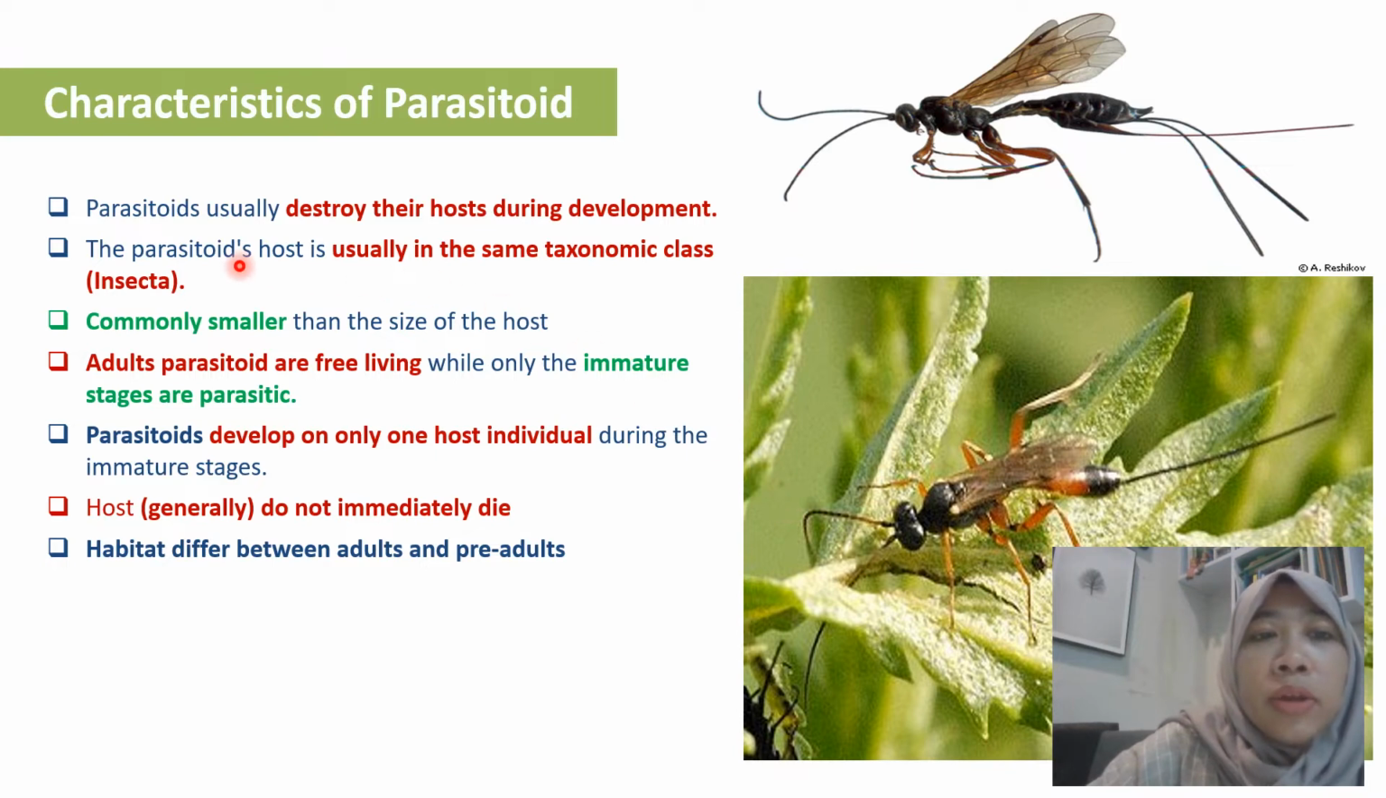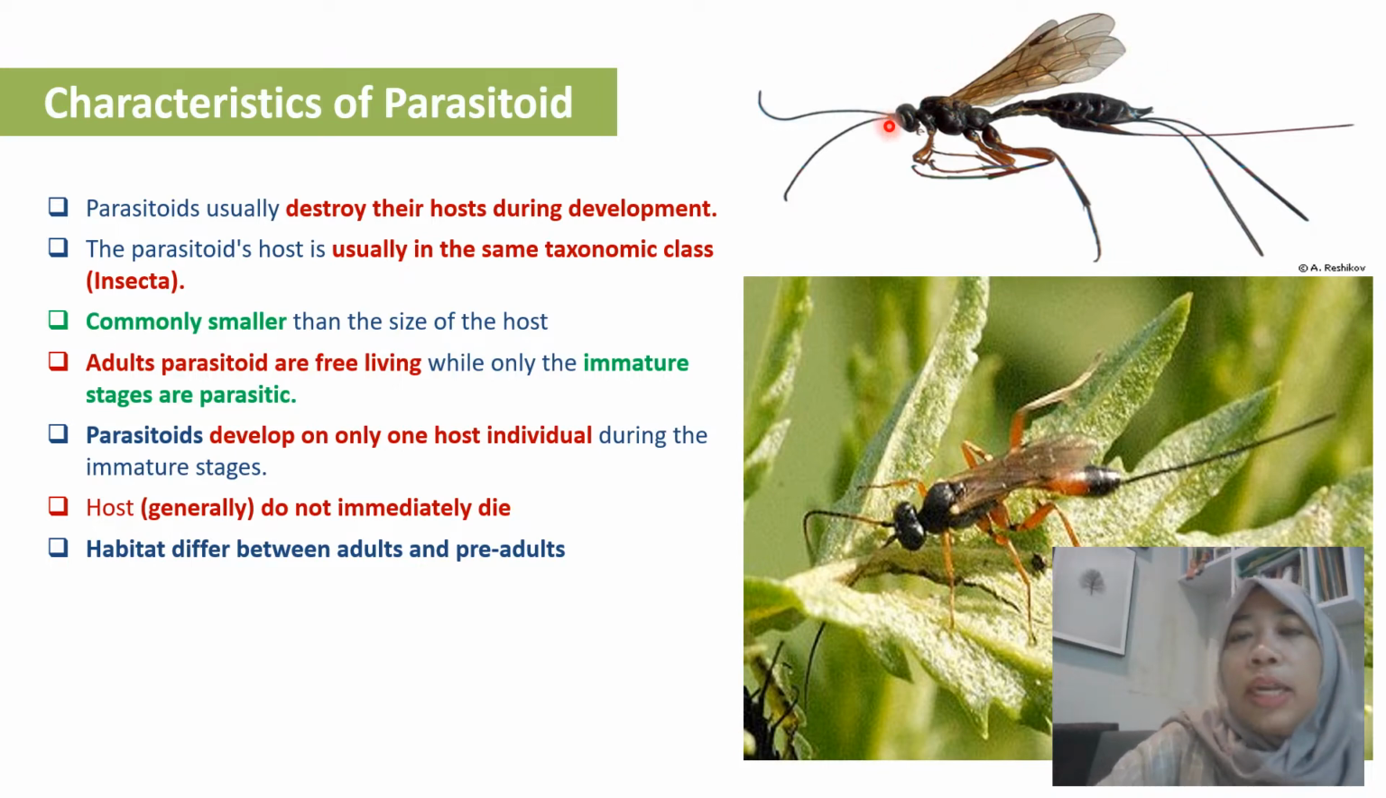Characteristic: parasitoids usually destroy the host during development, so they eat the internal organs and non-essential organs. That's why it's not directly killed, and the host is still alive during its development. The parasitoid host is usually in the same taxonomic class. The host could be from Insecta or from arthropods. Commonly smaller than its host, adult parasitoids are free living. The adult parasitoid is not parasitizing.